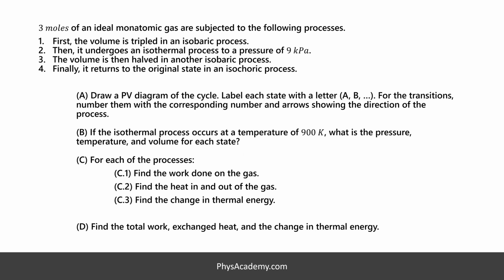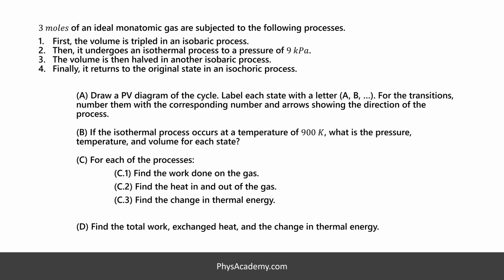3 moles of an ideal gas are subjected to the following processes. In the first process, the volume is tripled in an isobaric process. Then, in the second process, it undergoes an isothermal process to a pressure of 9 kilopascals. In the third process, the volume is then halved in another isobaric process. And in the last process, finally, it returns to the original state in an isochoric process.